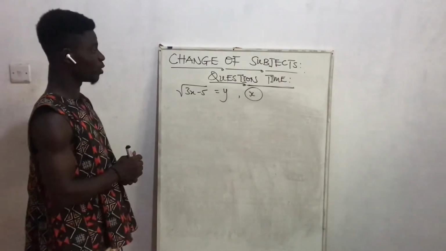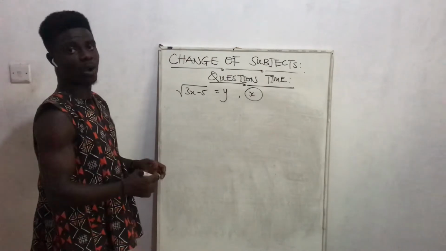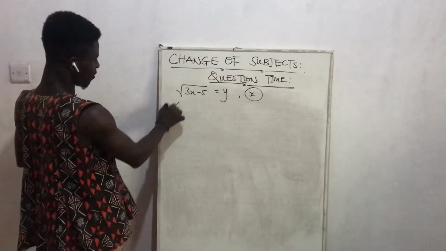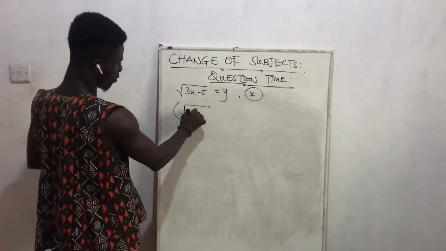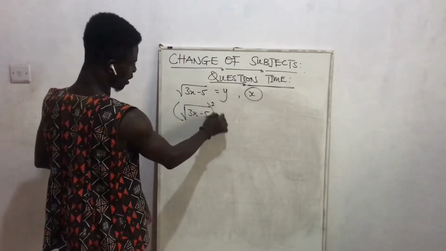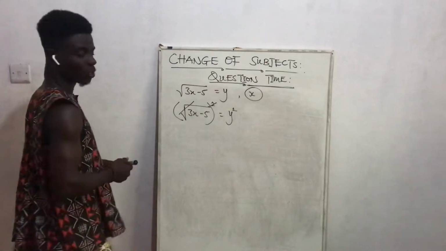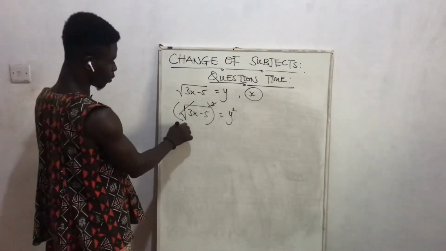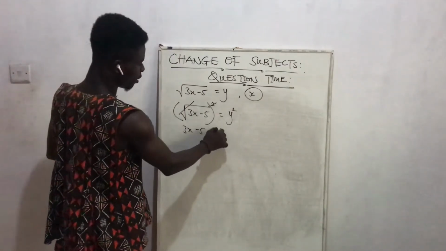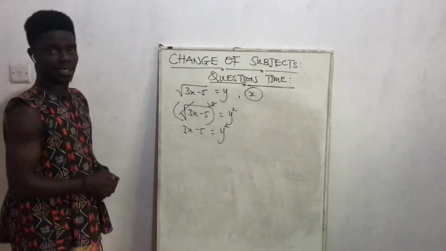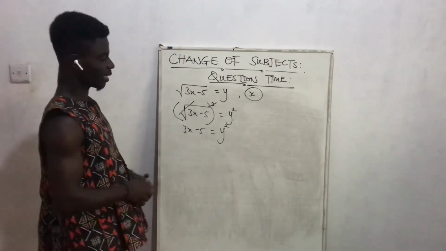So what do we do here? We have to square both sides. So now I have square root of 3x minus 5 all squared equals y squared. So this square removes the square root. So I'll get 3x minus 5 equals y squared. So I want x as the subject.